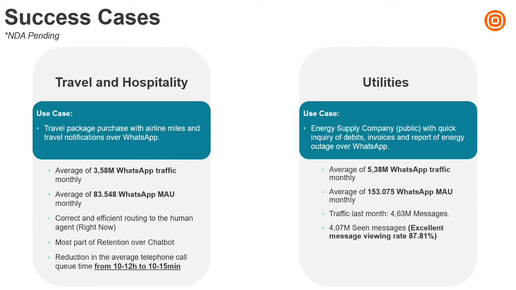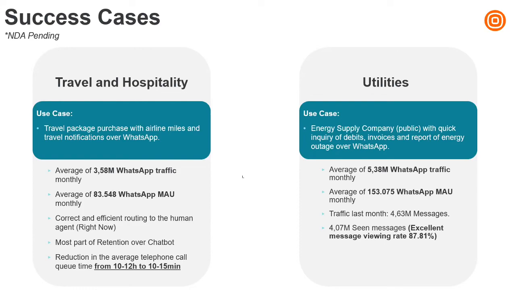And we have another client, from utilities in Brazil. They are an energy supply company. They send WhatsApp campaigns letting clients know about energy outage service, or if they must pay bills or something like that, and they can ask over the chatbot. We have some numbers here, and they have a very good seen-message text average of 87%. This is a very, very good rate.